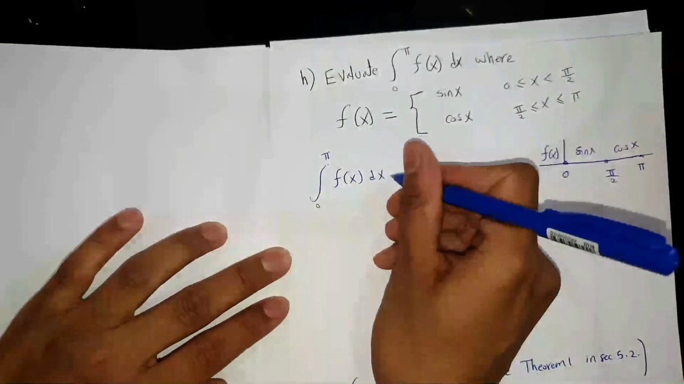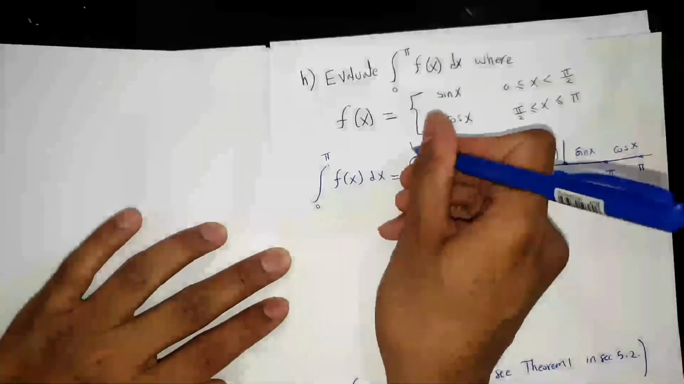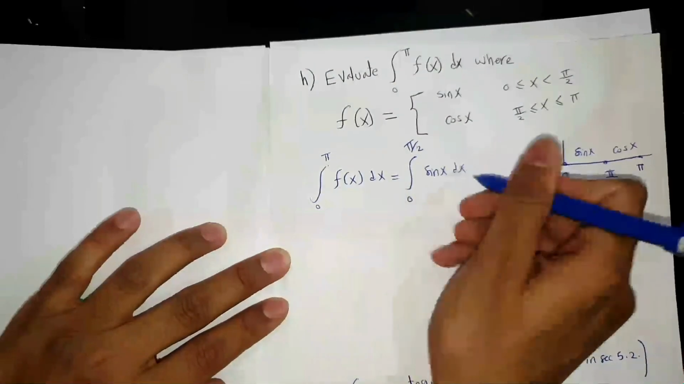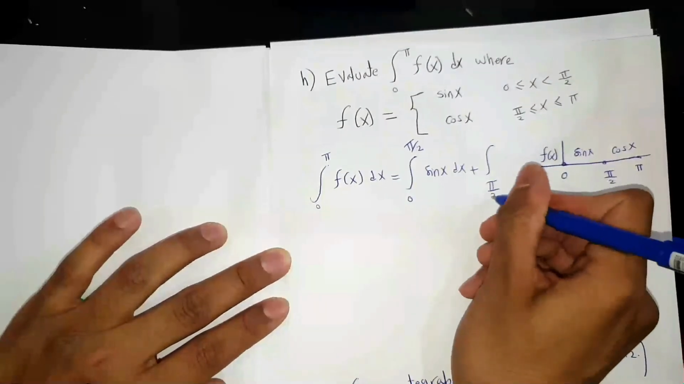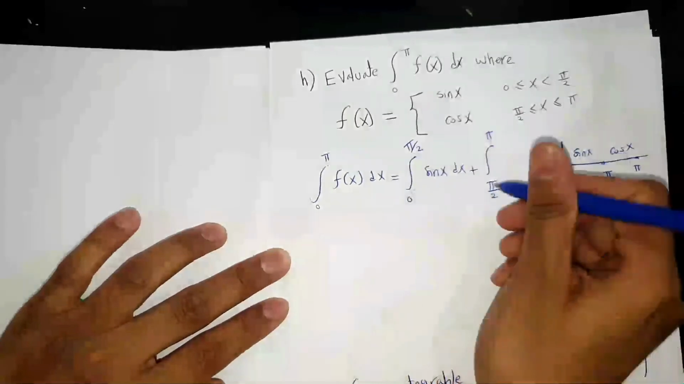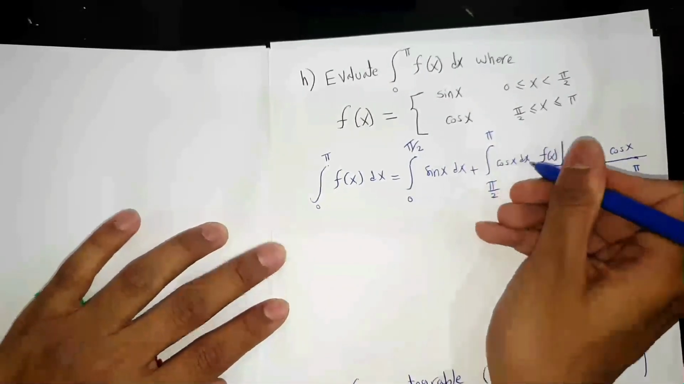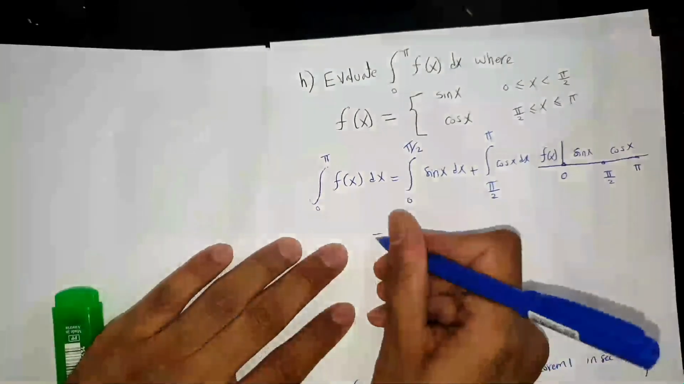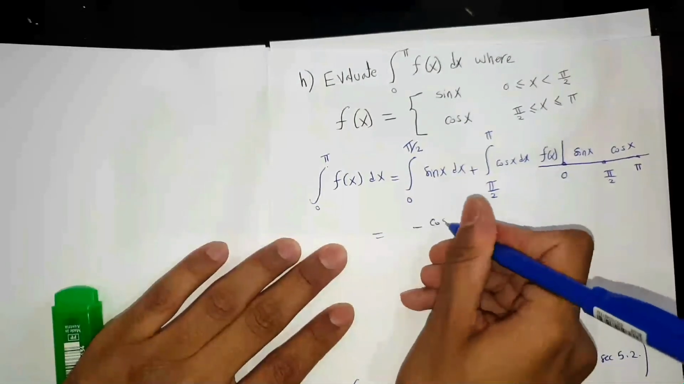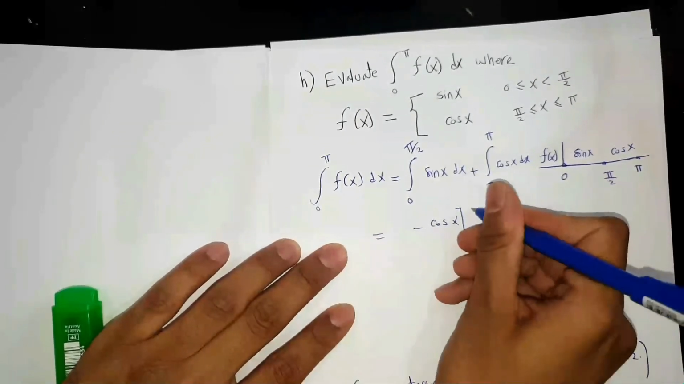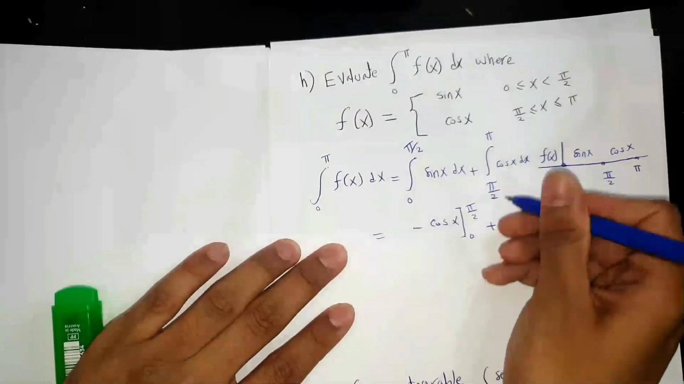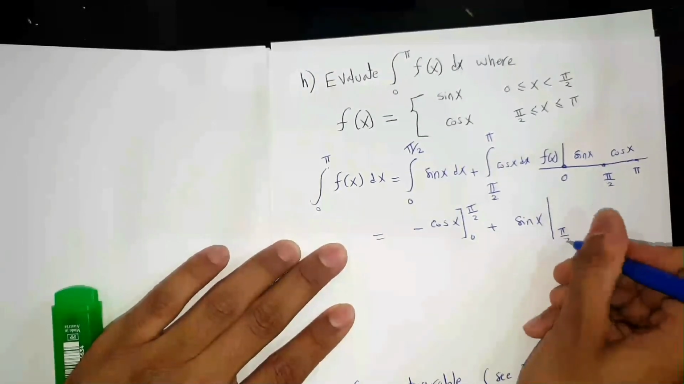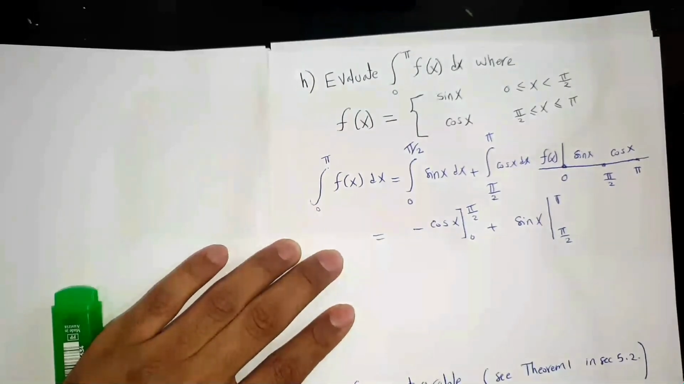The integral of f of x from 0 to pi will be the integral from 0 to pi over 2. What is our function? It is sine x, plus from pi over 2 to pi, our function is cosine x dx. And these are simple integrals. We will do them by the fundamental theorem of calculus 2. What is the antiderivative here? It is minus cosine x evaluated from 0 to pi over 2, plus the antiderivative here is sine x evaluated from pi over 2 up to pi.